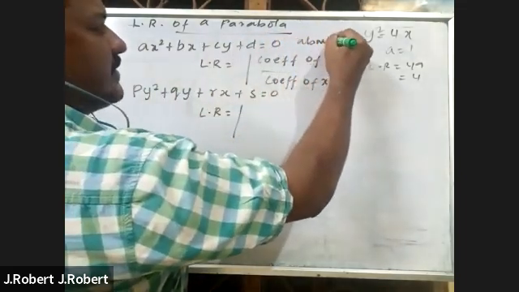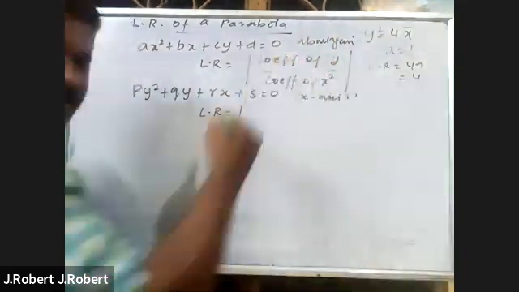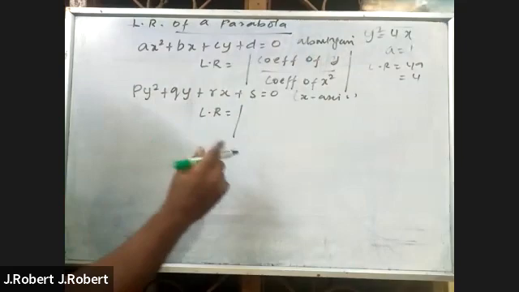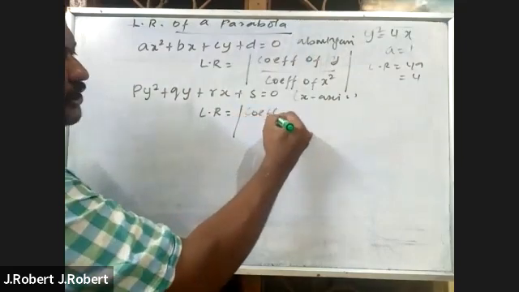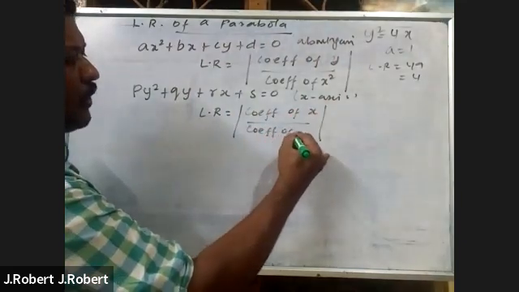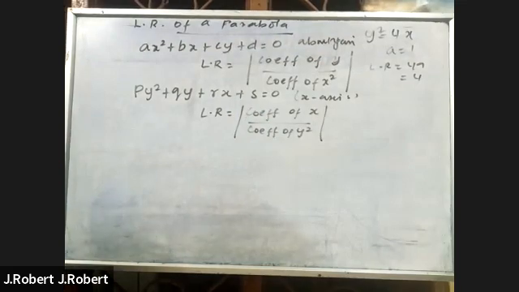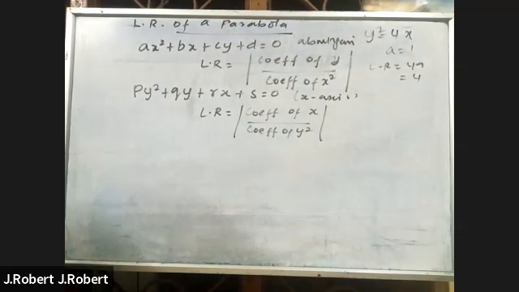This is about y axis. This is about x axis. If this is given, then we can say latus rectum is equals to coefficient of x divided by coefficient of y square. Don't forget this. Only the modulus, not negative value. Always it is an absolute value. Now you can take one problem. Coefficient of x divided by coefficient of y square.